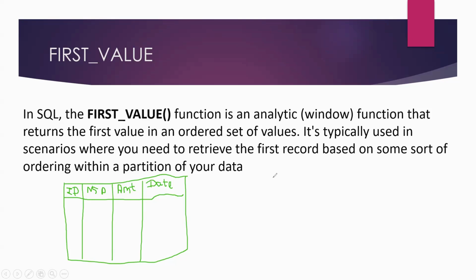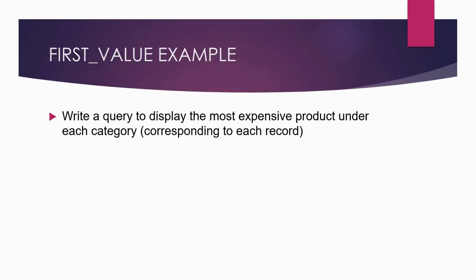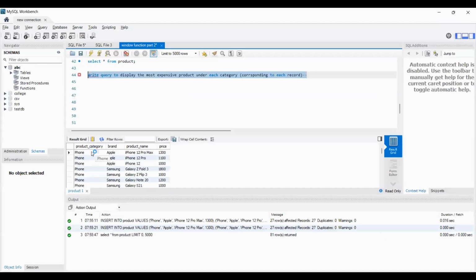Let's understand more about it by solving one question from our product table, so that you will have a clear idea what first value is exactly and how it works. So let's solve this question to understand first value more clearly. Write a query to display the most expensive product under each category corresponding to each record. We already know we have a table named product where we have product category, brand, product name, price, etc.